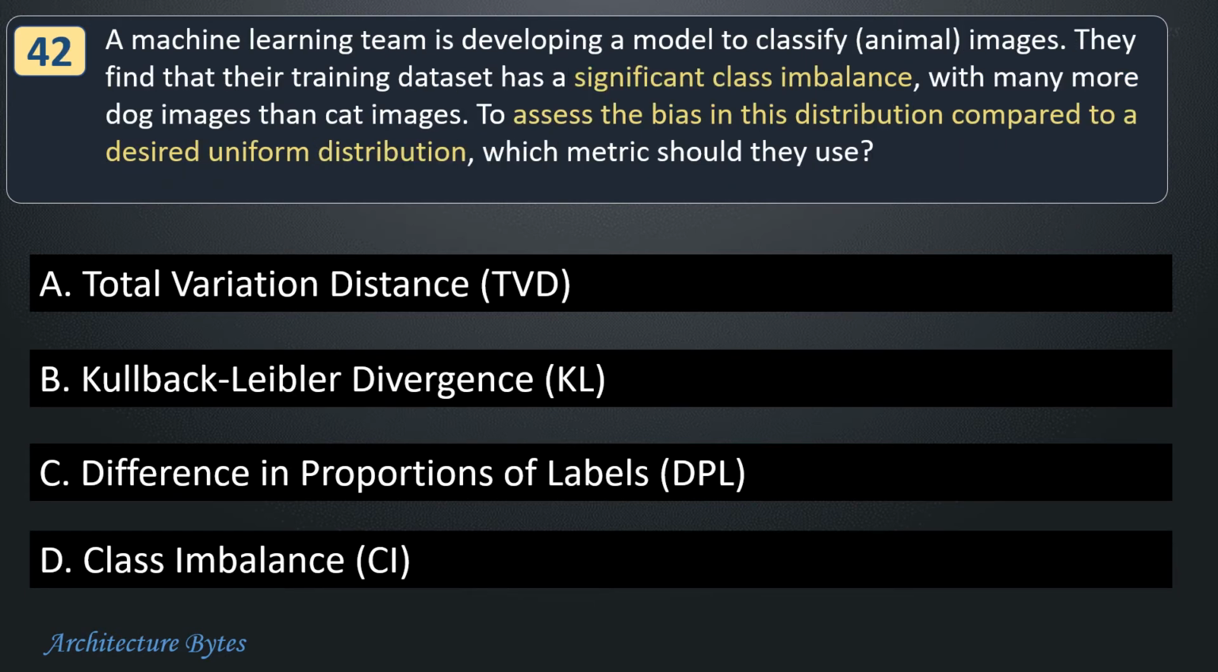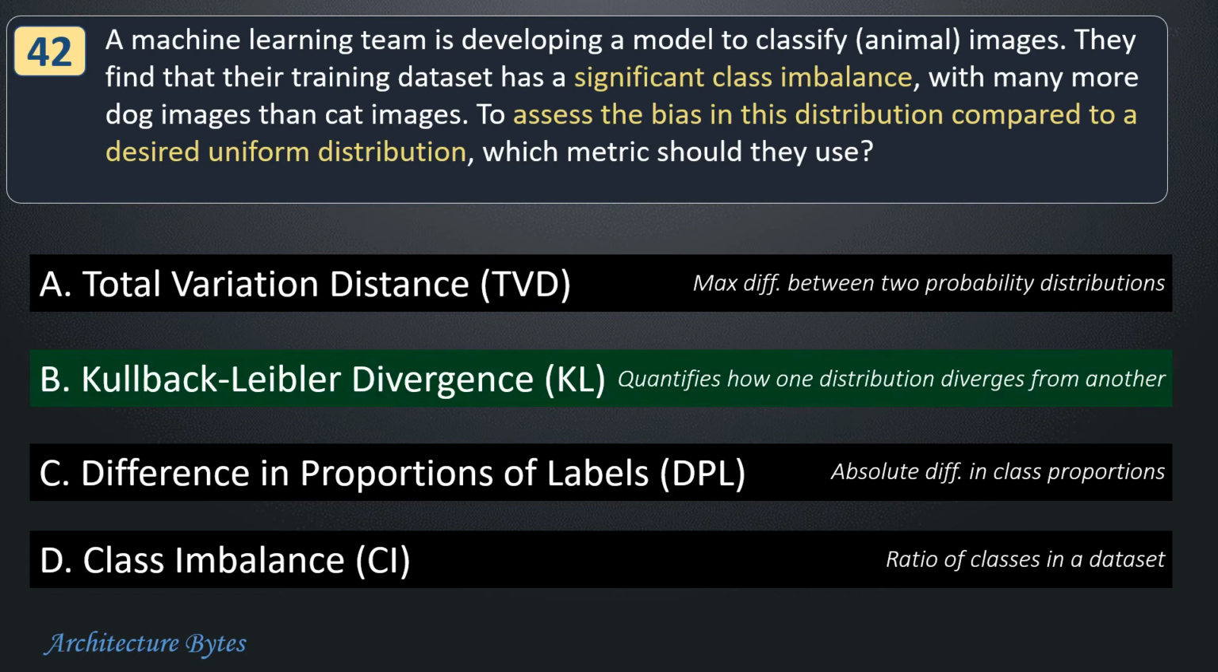A machine learning team is developing a model to classify images. They find that the training dataset has a significant class imbalance with many more dog images than cat images. To assess the bias in this distribution compared to a desired uniform distribution, which metric should they use? Our options are total variation distance, Kullback-Leibler divergence, difference in proportion of labels, or class imbalance.